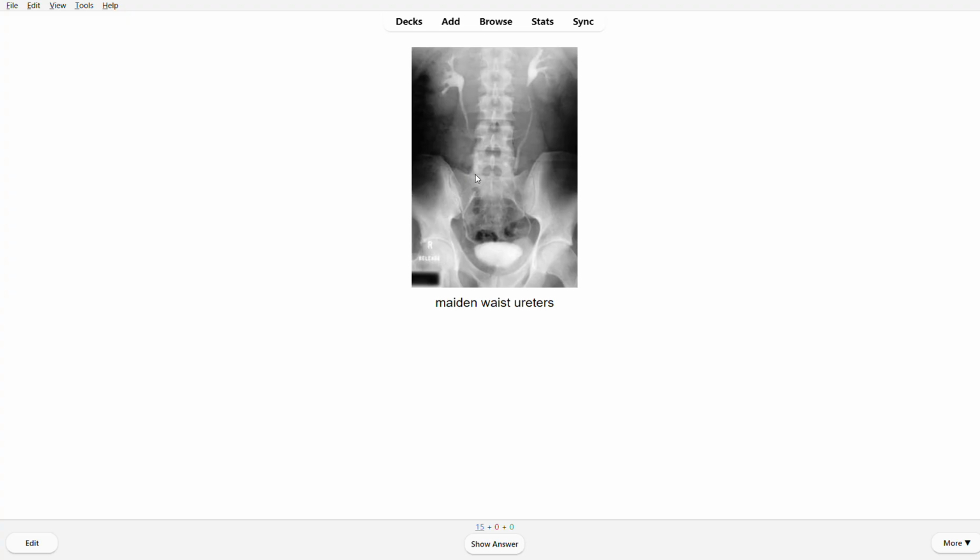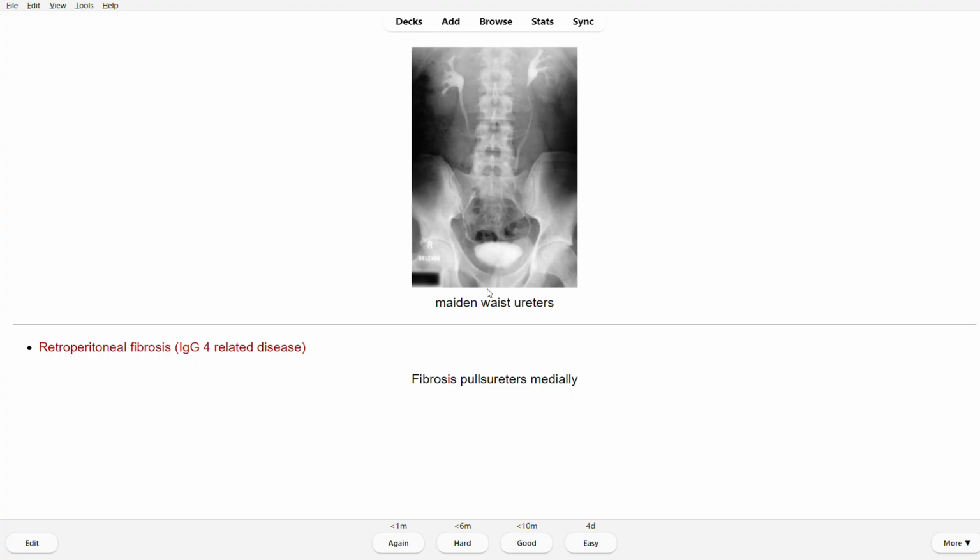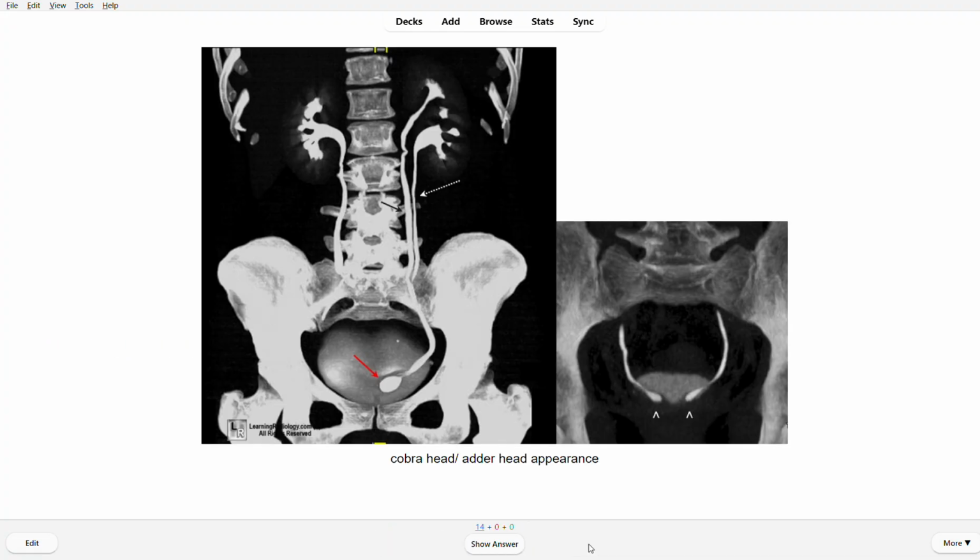Maiden waist ureters. See, the ureters are pulled to the medial side. It is seen in retroperitoneal fibrosis, mainly in IgG4 related disease, because the ureters are pulled medially.